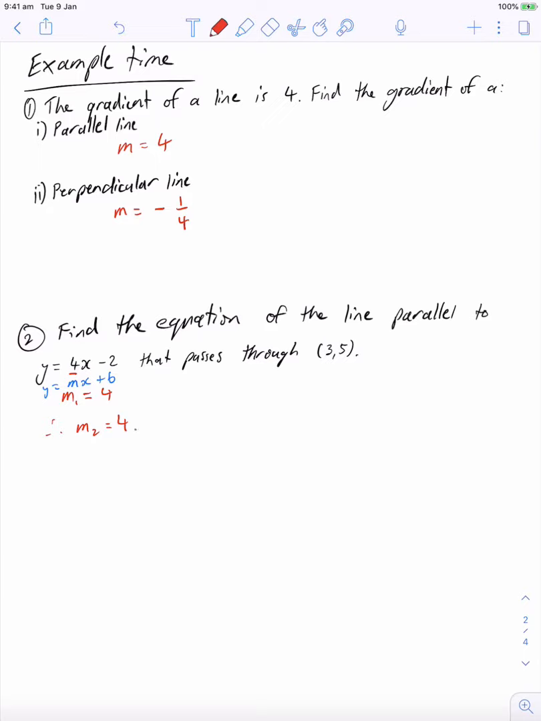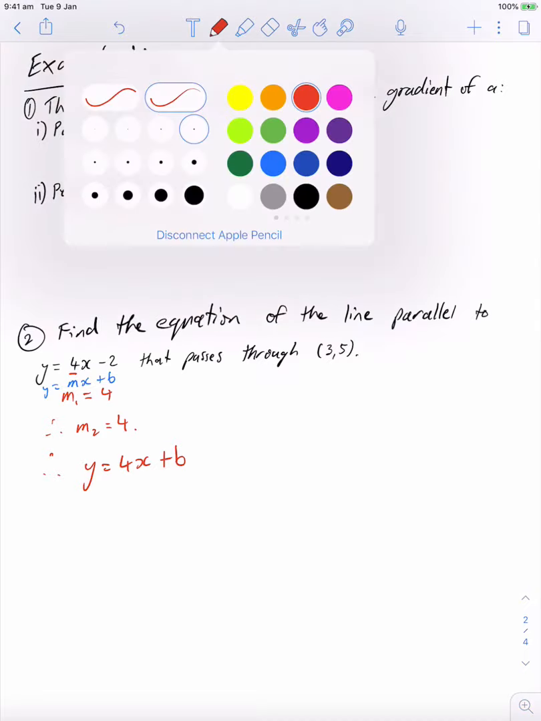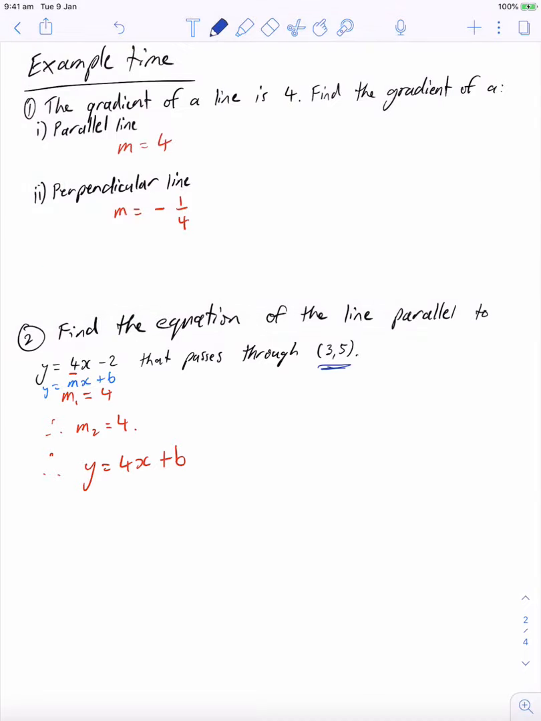And so now we can say, therefore, that y equals 4x plus b. And all we've got to do is find out what that y-intercept is. And so to do that, we're just going to use our point here, and we're going to substitute it into this equation. So I'm told that when x is 3, at that point, y equals 5.